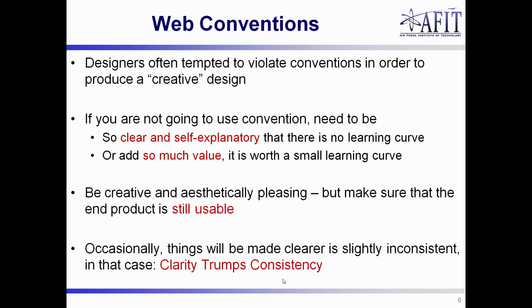Occasionally, you'll find that things can actually be made clearer if you make them slightly inconsistent, right? So if there's a case where violating a convention or making an item on your site inconsistent with the rest of the items on the site would actually make it more clear to the user what that particular item is to do, then that's okay. Our rule here is clarity trumps consistency, because consistency is not an end in itself, but rather it's a means to the end of usability, clarity, ease of use, right?